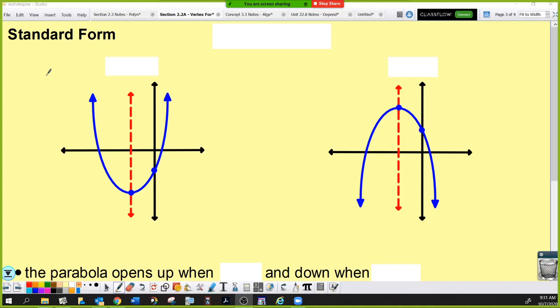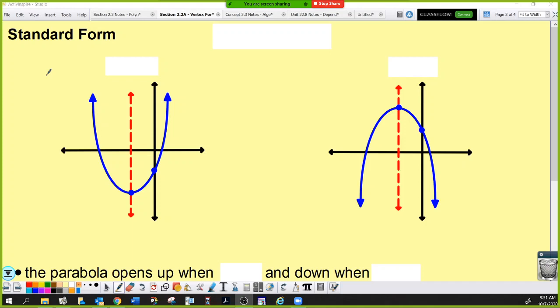Other things vertex form tells us is whether or not the parabola points up or down, because positive people smile and negative people frown. Positive on the front, up. Negative on the front, down. And also that front number, if it is between 0 and 1, like 1/2 or a 1/3 or a 3/4, that's going to make the graph look wider than it normally would. And if that number on the front is bigger than a 1, 2, 3, 4.5, that's going to make the graph look skinnier than it would normally.